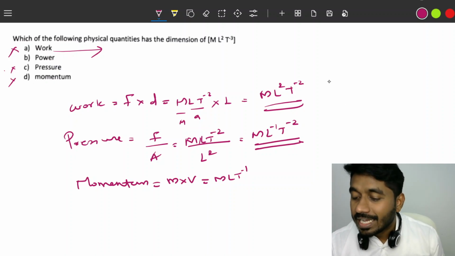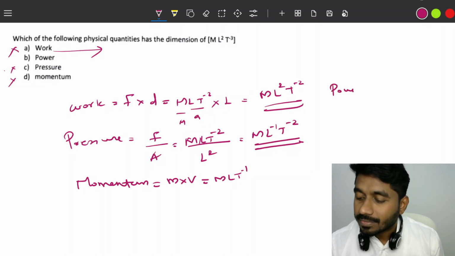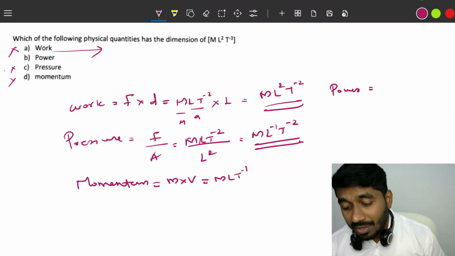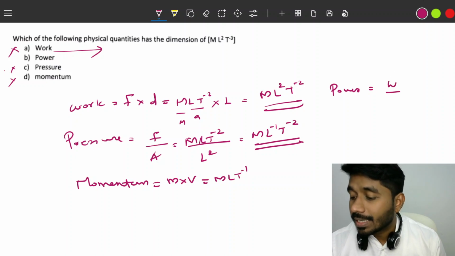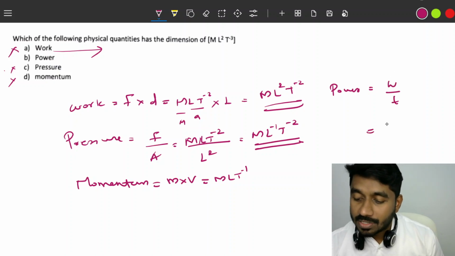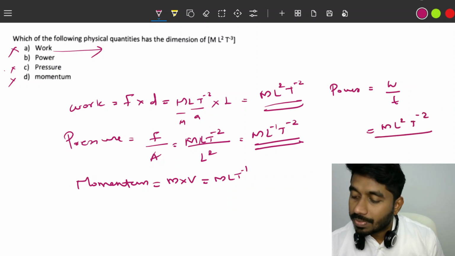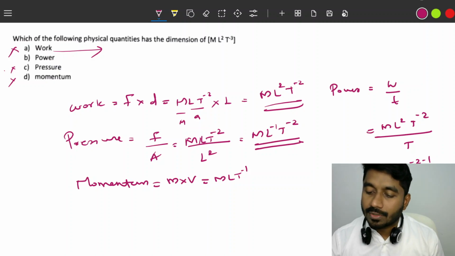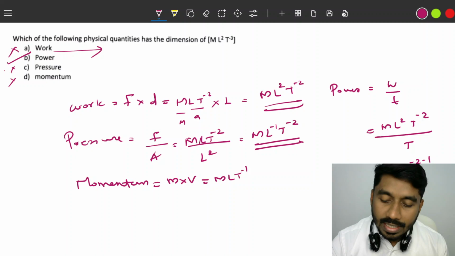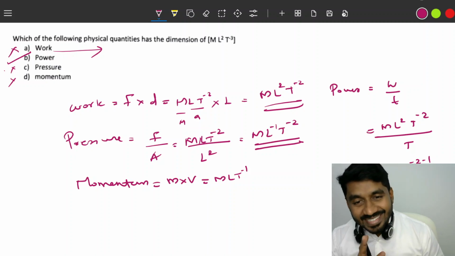We can find the dimension for power. What is the dimension of power? Power equals work by time. So what is the dimension of work? ml square t raised to minus 2 by t. So you will get ml square t raised to minus 2 minus 1, you will get ml square t raised to minus 3. I hope it is clear. The answer is power. We got the second option.